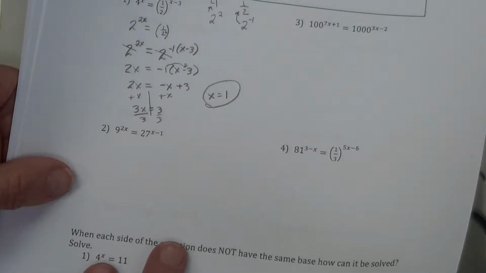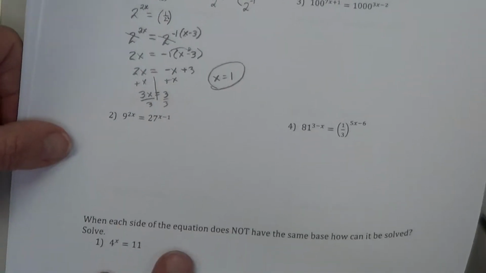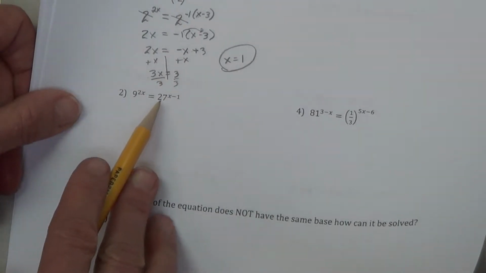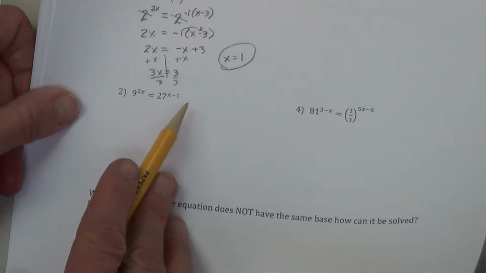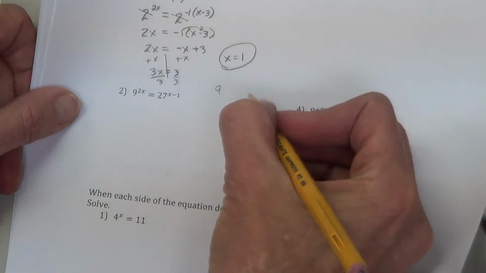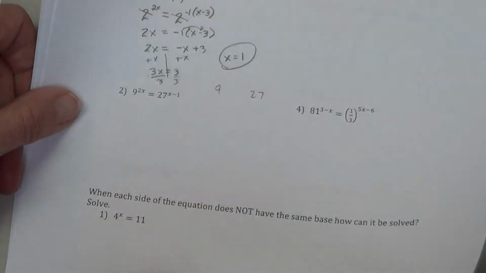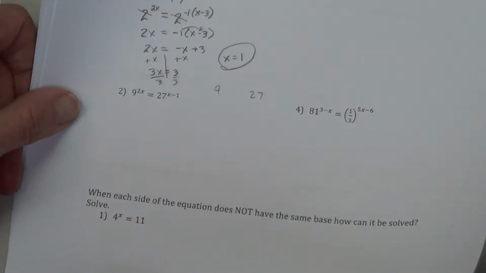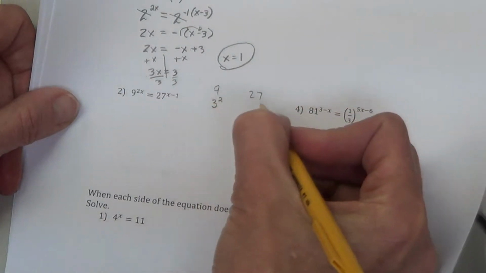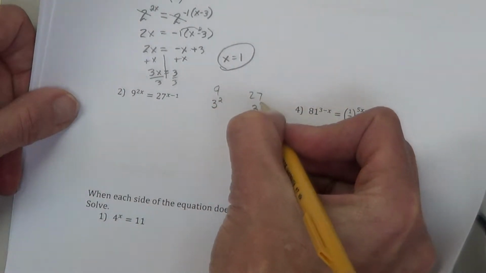Okay. And the next problem. We have 9 to the 2x equals 27 to the x minus 1. Well, we're looking at the bases, 9 and 27. We need to make them with the same base. 9 can be written as 3 squared. 27 is 3 cubed.